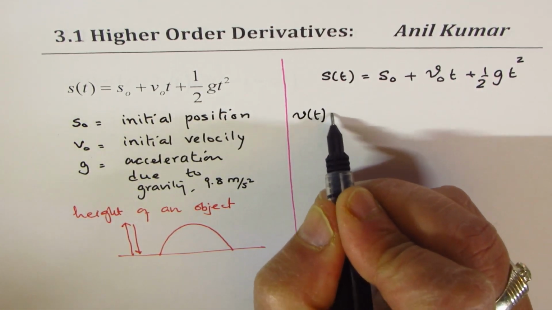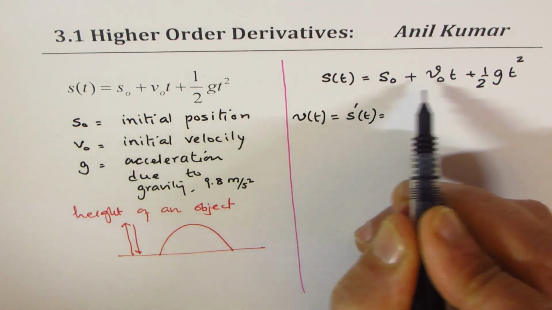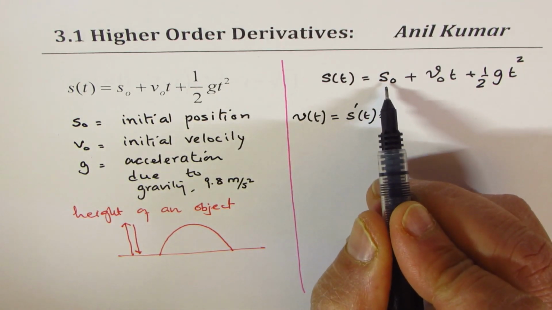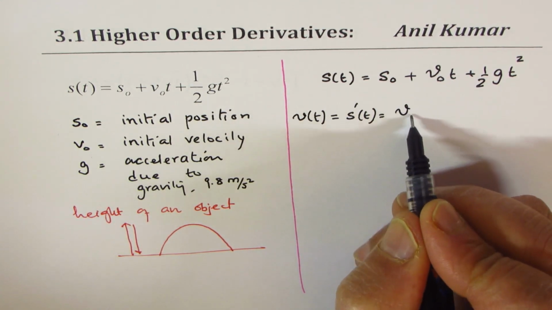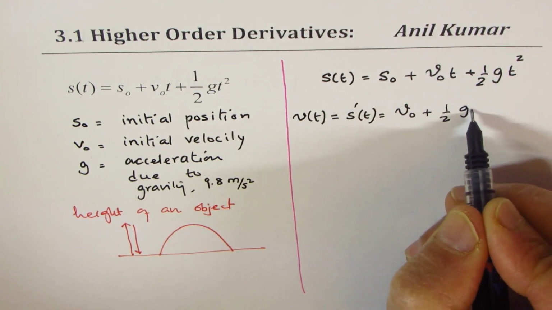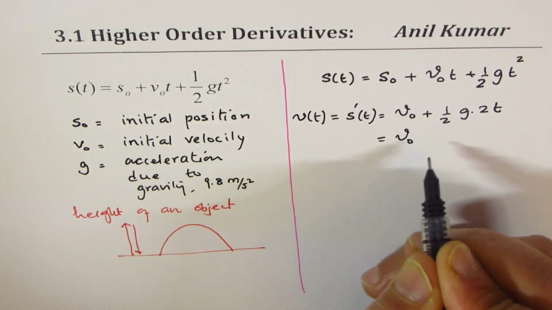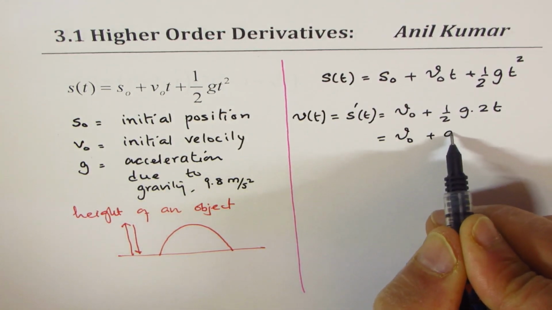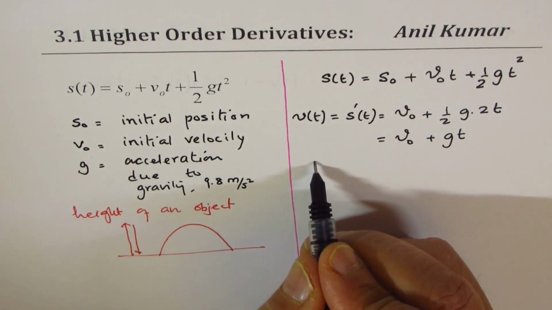So velocity is equal to the derivative of position. Since these two are constants, the derivative of this will be 0. And here we'll treat V0 as constant. So we get V0 plus half times g, which is a constant, times 2t, right? You could simplify this as initial velocity plus gt, right? So that is the expression for velocity.